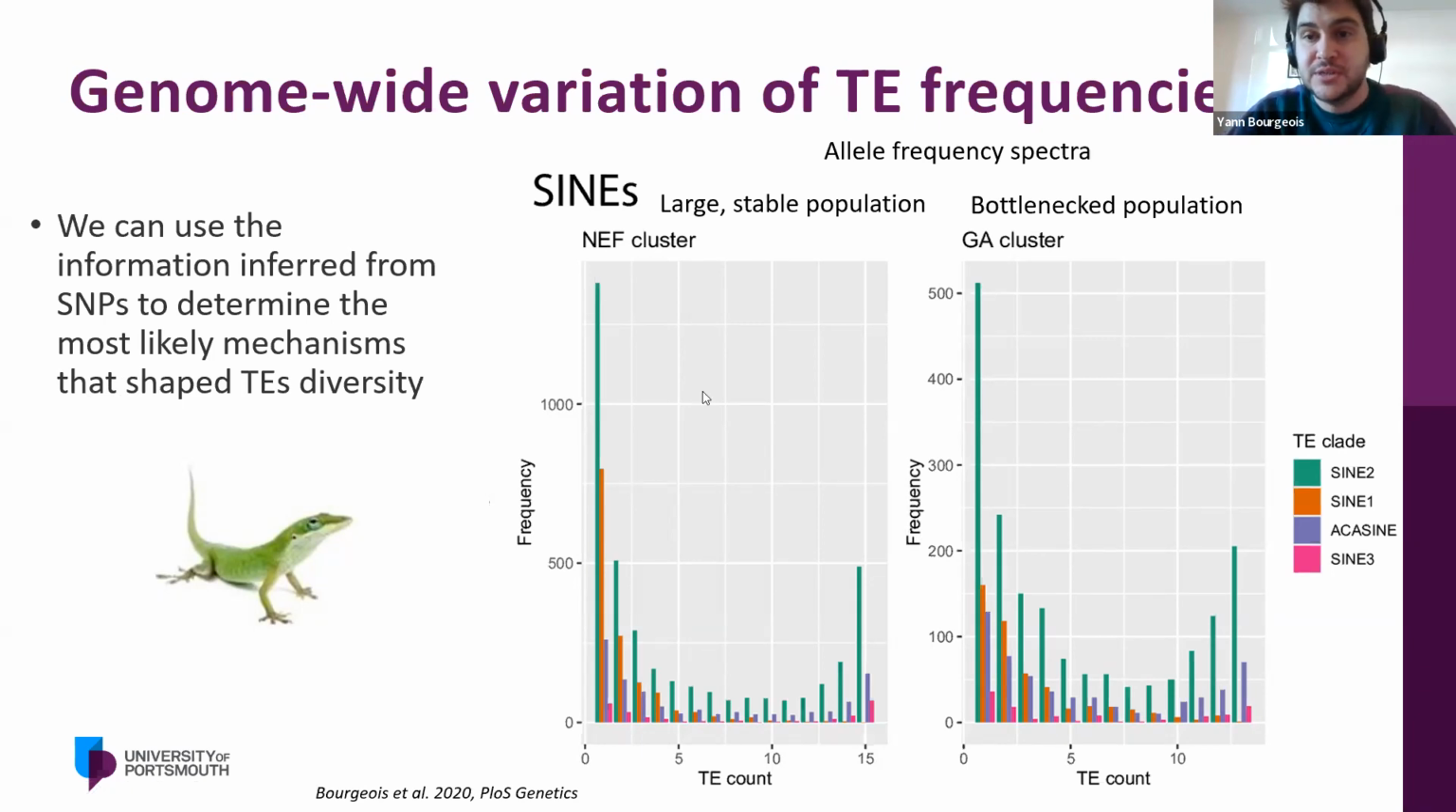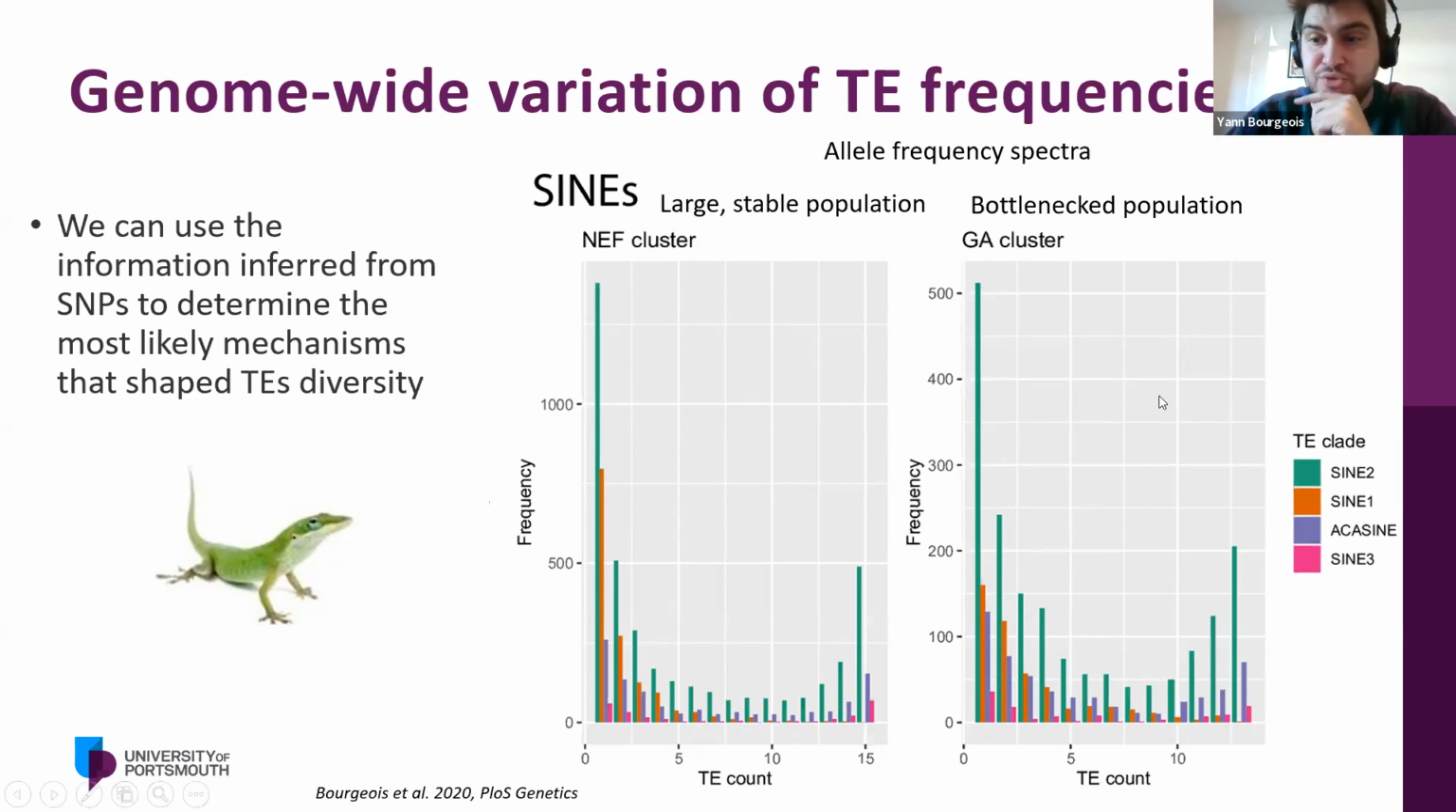So here we have an example where we looked at SINEs, which are very short transposable elements. And we compared two populations of lizards. One of those populations we know by using population genetics approaches, we know that one population has been quite large, 1 million individuals for a long time, and the other population is bottlenecked. So it went through a sharp reduction in effective population sizes over the recent times.